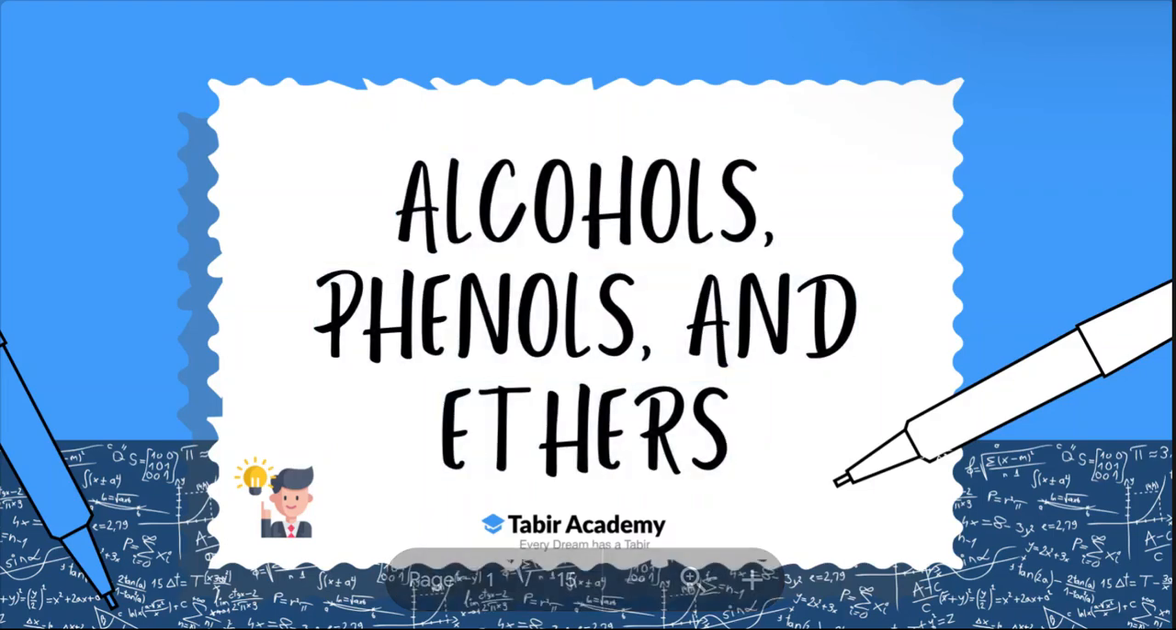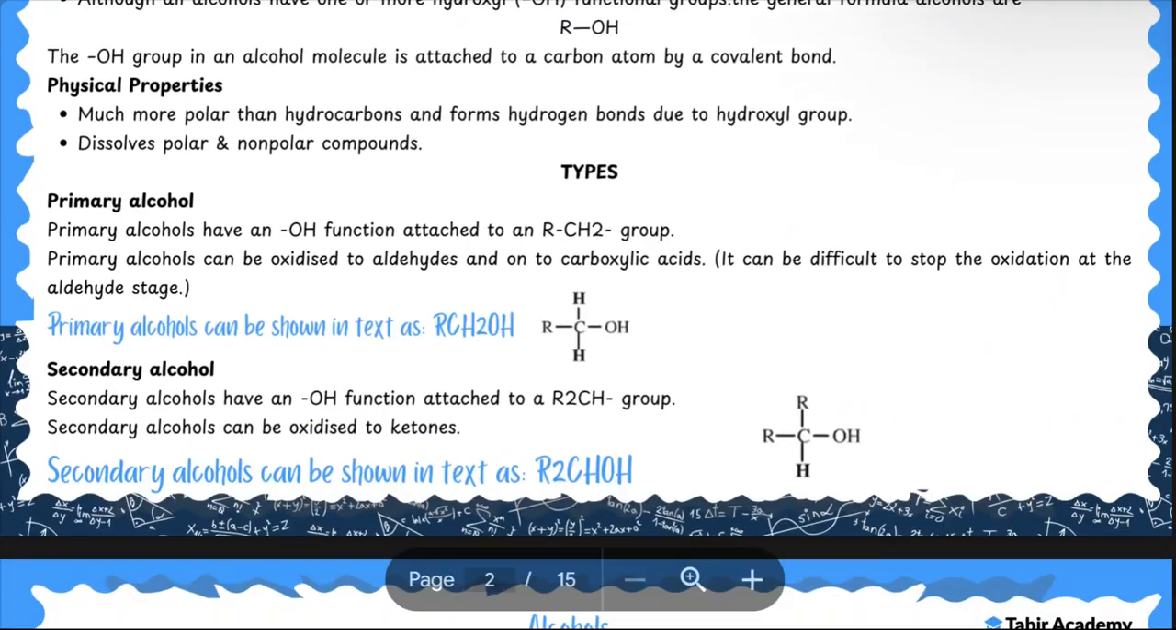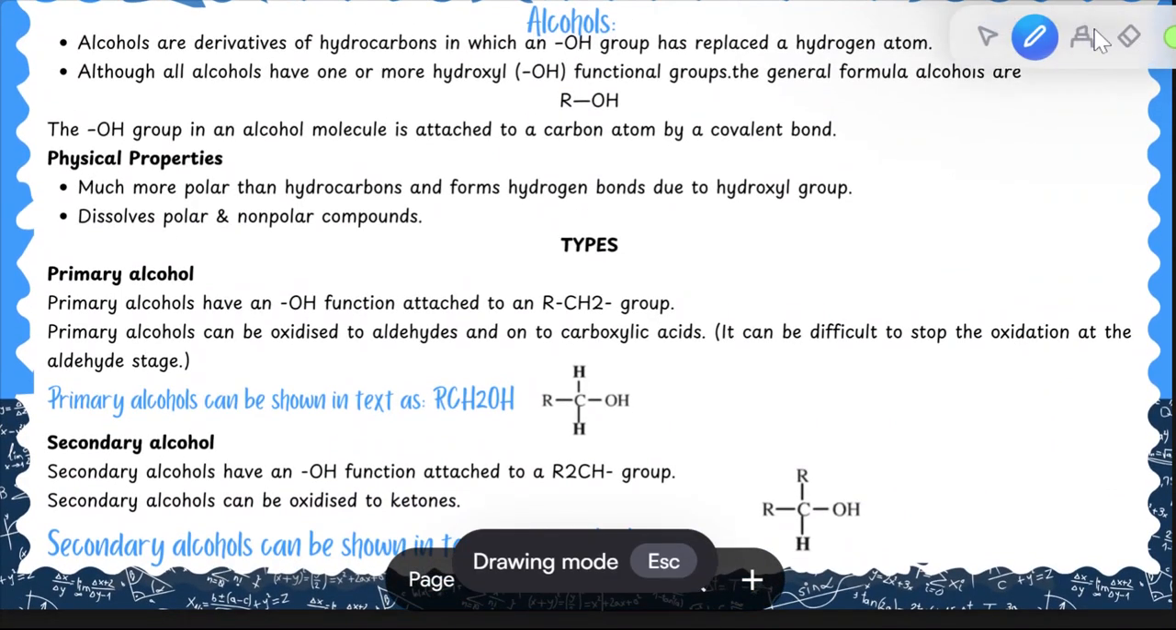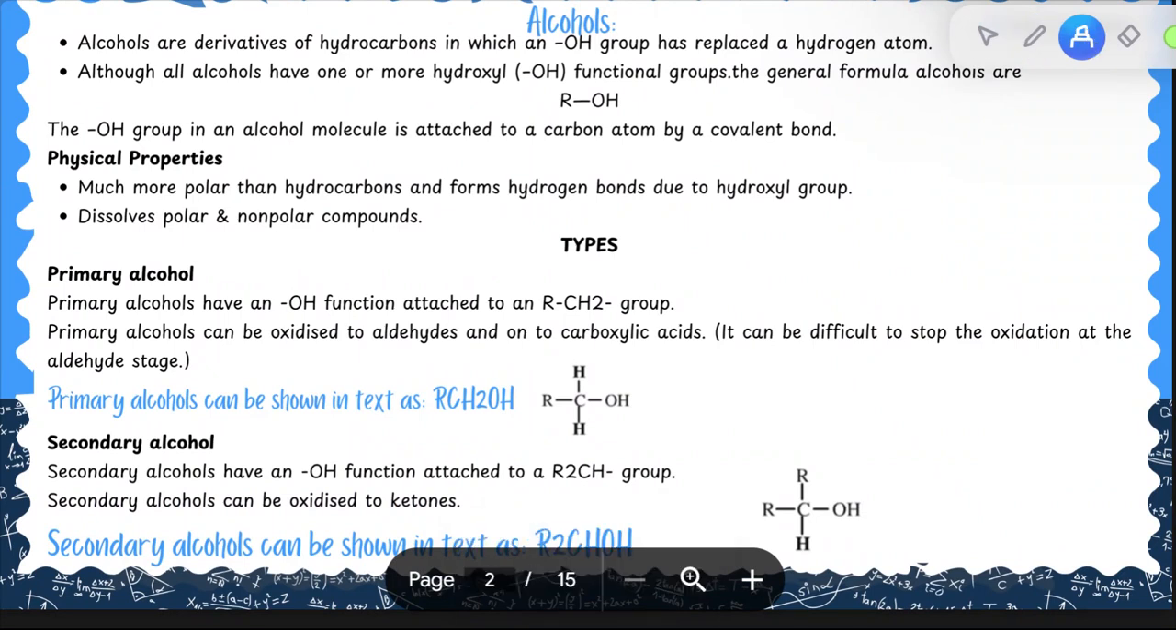And today we are starting off with alcohols, phenols and ethers. So to start off with alcohols, ये क्या होते हैं? They are derivatives of hydrocarbons जिसमें एक hydroxyl group एक hydrogen atom को replace कर देता है and उनका general functional formula जो है वो है ROH. ठीक है, so the OH group in alcohol is attached to a carbon by a covalent bond.